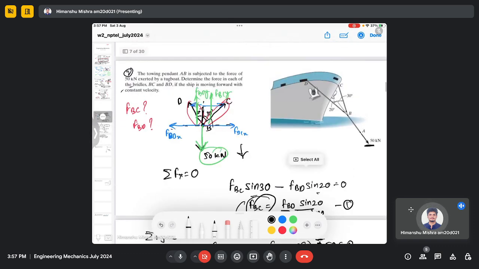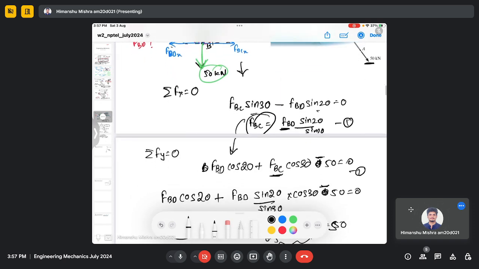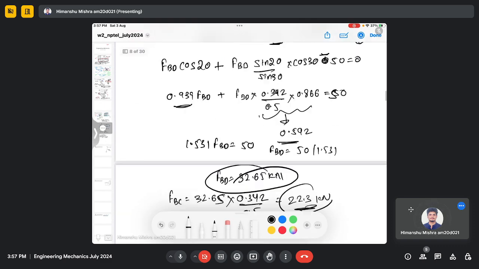So here also we use two equations. The summation of force in x and y should be 0 in the equilibrium to maintain the equilibrium, and we use these two equations to find two unknown forces. So any doubt here? If not, then we can move to the next problem.